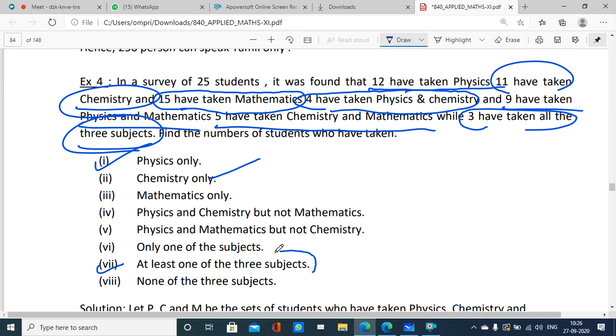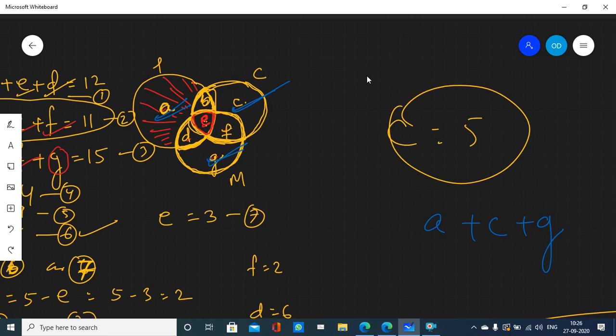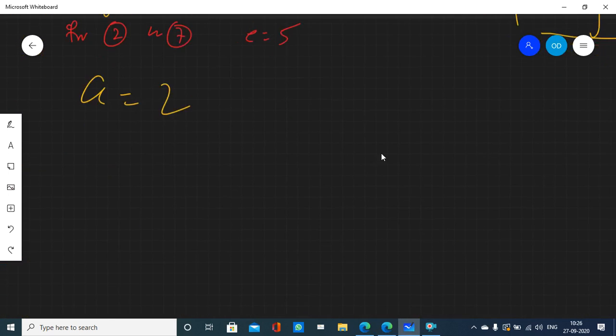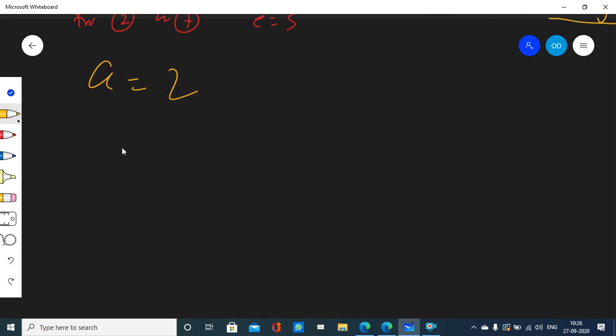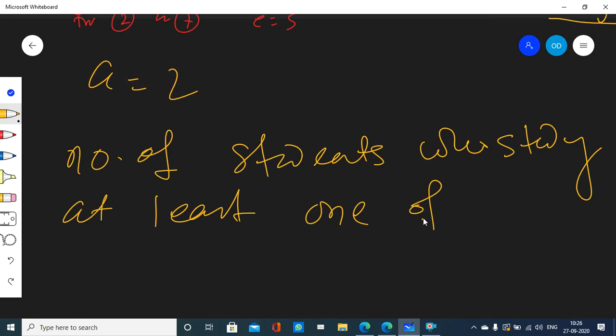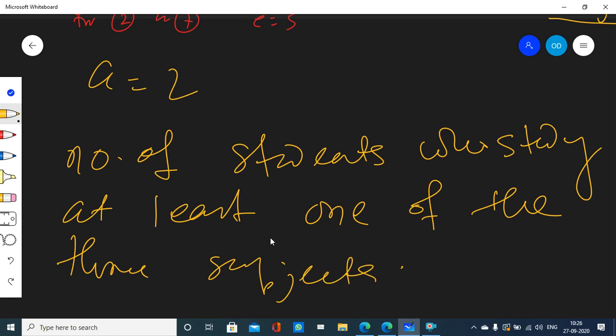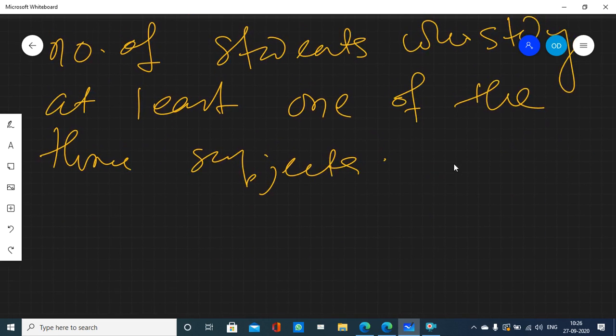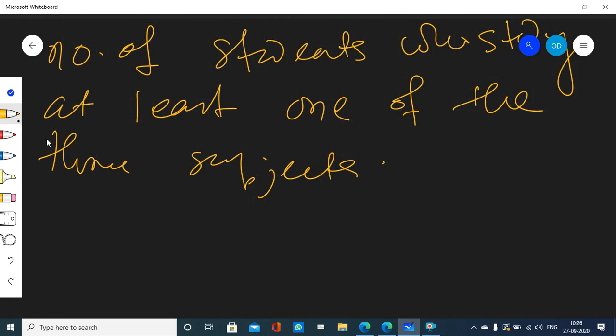Number of people who study at least one of the three languages. Okay, let me tell you. Guys, whenever it asks you the words at least, it means union, remember. Number of students who study at least one of the three subjects. You tell me. No, all of A, B, C, D, E, F, G, you have to add them all up. Why? Those students who study at least one of the languages.